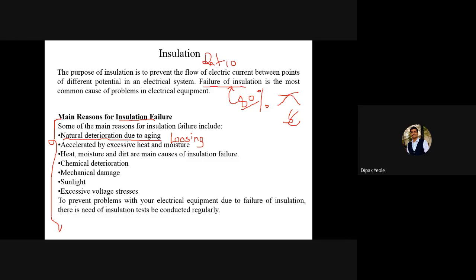Over a period of time it loses its property, so that is called natural deterioration by the external effects. That can be the temperature effect, the moisture effect, humidity effect, or dust particle effect. The second cause is that it is accelerated by excessive heat and moisture. If heat is continuously developed due to blockage of ventilation, then there is a possibility of excessive heat developing, and because of this excessive heat, insulation failure can happen.